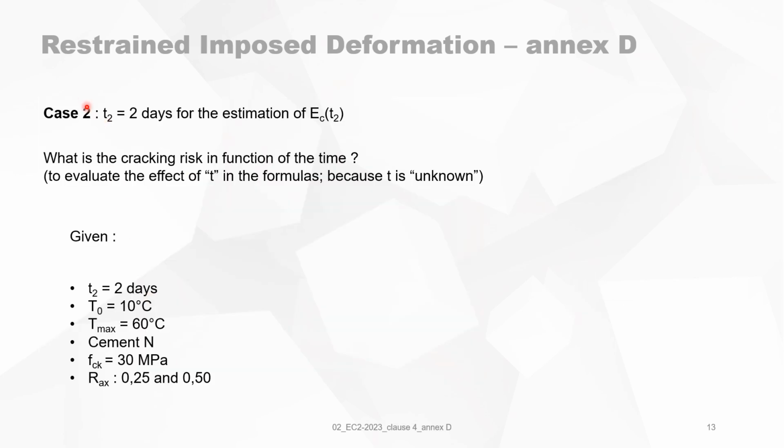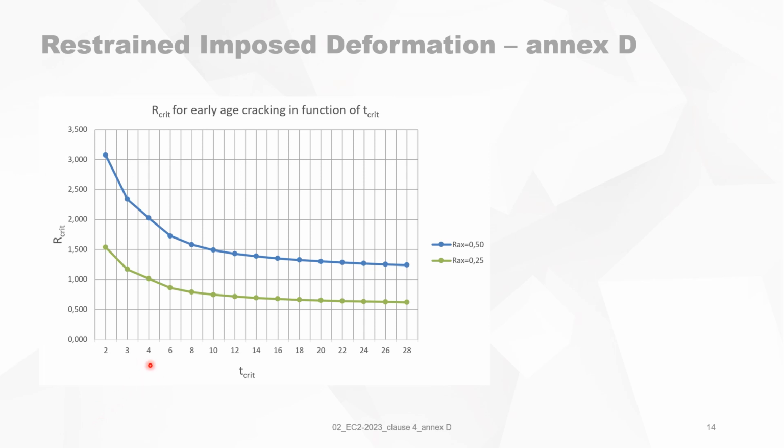We will now take case 2. And case 2 is that we calculate with the lowest modulus of elasticity, which is the modulus of elasticity after 2 days. Now again, for the same parameters, we will calculate the influence. We have again the cracking risk as a function of T critical.